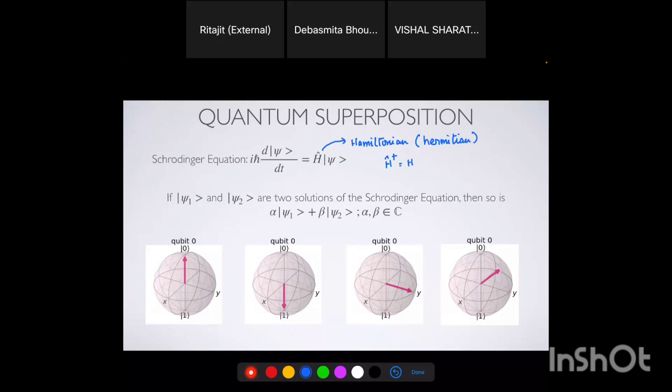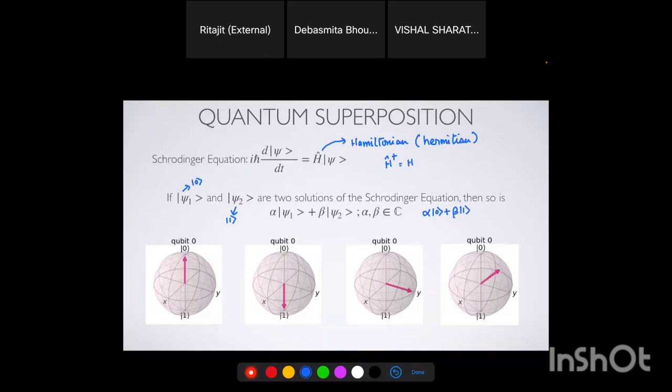You can check from this equation, and this is why I brought it up, that if psi1 is some solution to the Schrodinger equation and psi2 is some other solution, then alpha psi1 plus beta psi2 is also a solution. So in our previous example, we took psi1 as 0 and psi2 as 1, and we said that alpha 0 plus beta 1 is also a qubit. So this is quantum superposition.